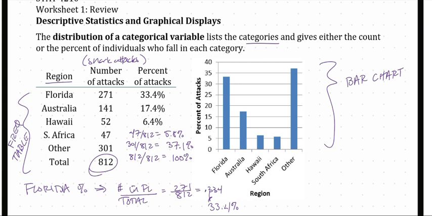Overall, we can see that all other regions combined have more attacks than any of these specifically named regions because this bar is the tallest. We can see that Florida is about twice as tall as Australia. And so that's how we'd read the bar chart. The labels and scales are very important. So we always label our axes.